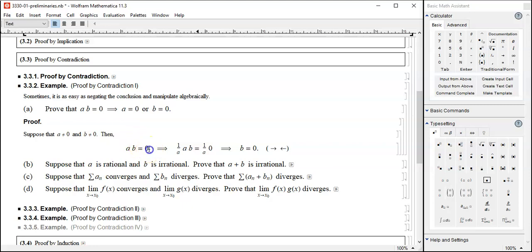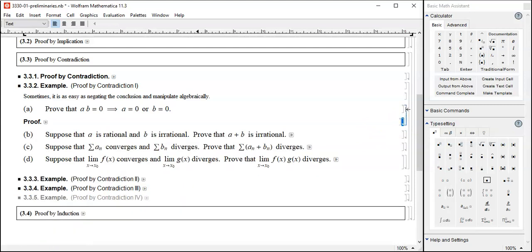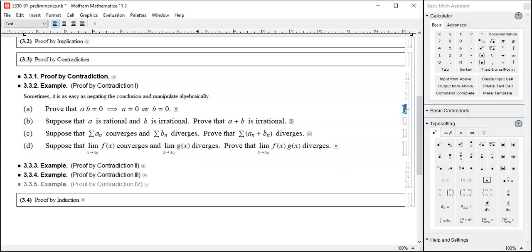Then we can start from A times B is equal to 0, and then we can simply divide by A. And what happens here? Divide by A, and 1 over A times A, so that's just B. And then right inside, 1 over A times 0, that's just 0, so what do you get? B equal to 0. But that's a contradiction because we assumed both A and B are non-zero. So that's how you prove using proof by contradiction. There goes one example. Too simple? Okay, let's go to a little bit harder example.